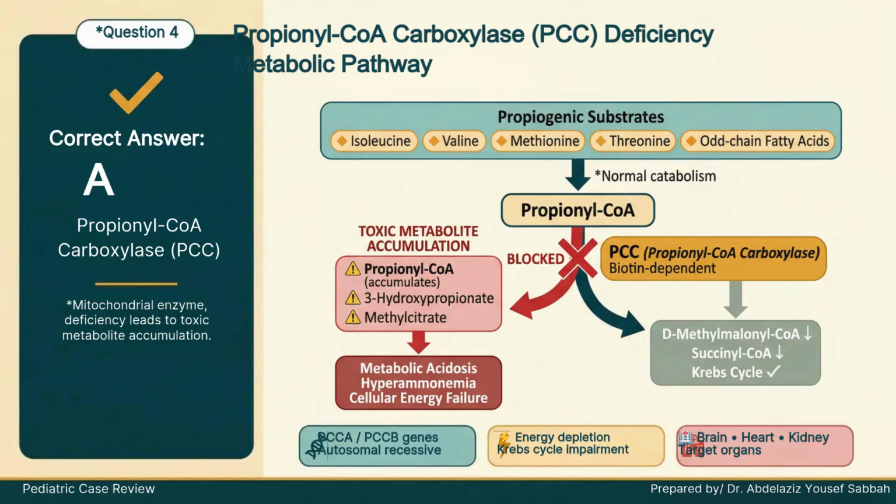When this enzyme is deficient, propionyl coenzyme A accumulates and is shunted into toxic byproducts, including 3-hydroxypropionate, methylcitrate, and propionyl glycine. The propiogenic substrates that feed into propionyl coenzyme A include the amino acids isoleucine, valine, methionine, and threonine, as well as odd-chain fatty acids. The consequences are metabolic acidosis, hyperammonemia, and cellular energy failure affecting the brain, heart, and kidney as target organs.